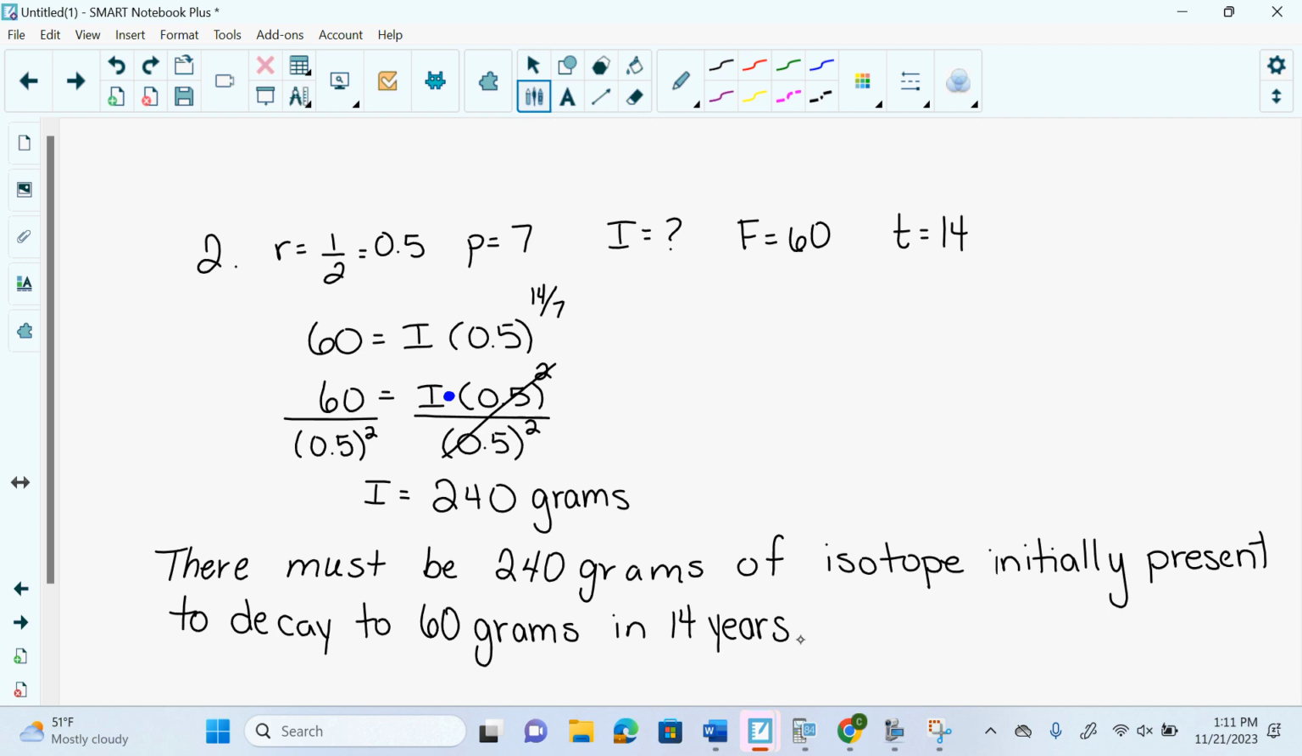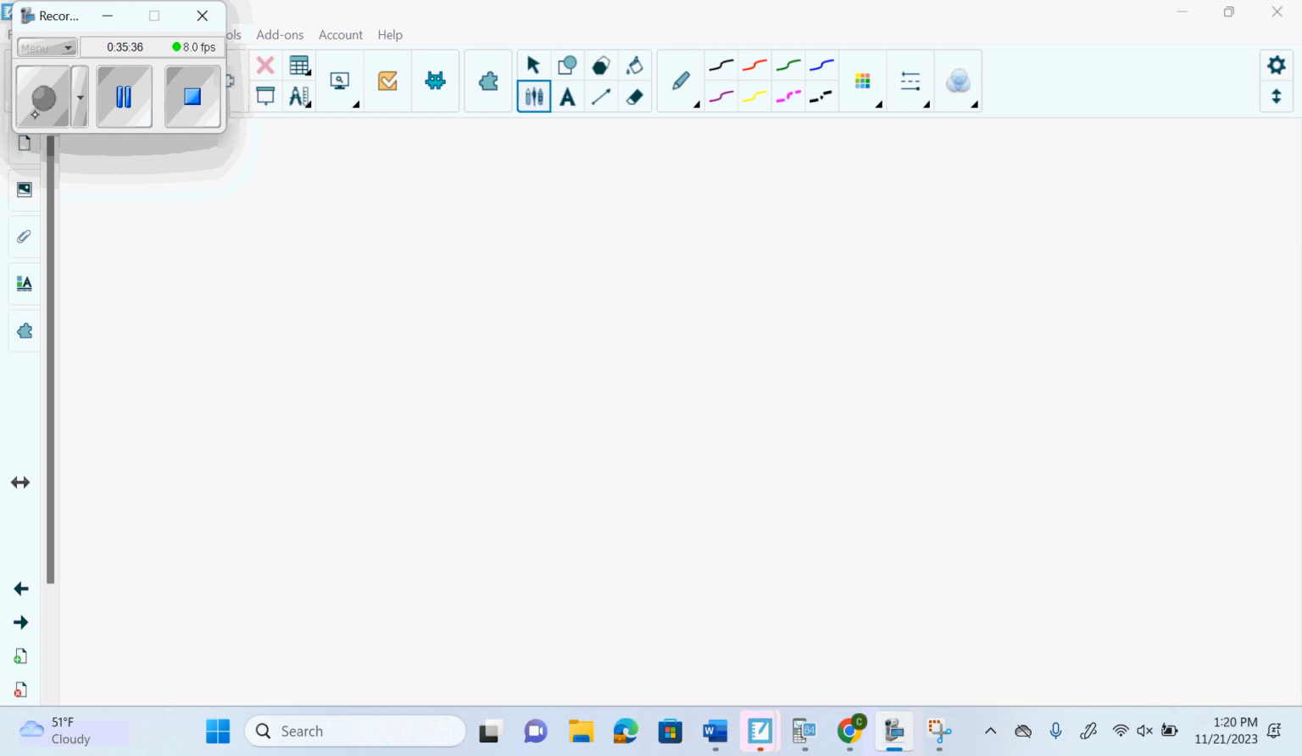Okay, so for 3 and 4 and 5, I don't want you to actually solve anything. I just want you to write down what the variables are. You try your best, and there should be one variable missing. So 3, 4, and 5, write down your variables. Okay, so number 3 says the half-life. So that's my R.